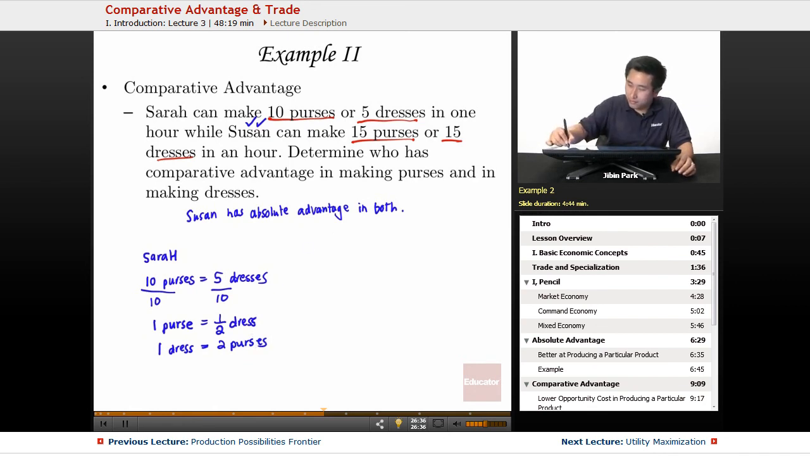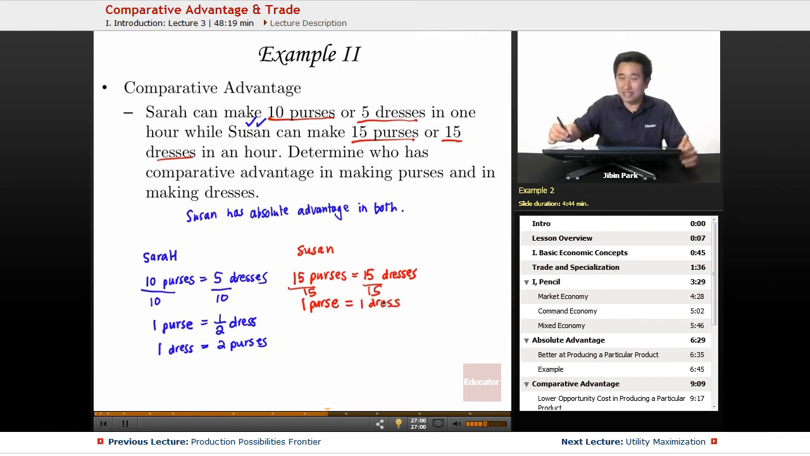And you do the same thing for Susan here. Find the same equality here. Her situation is actually really easy, because 15 purses equal 15 dresses. So you have a 1-to-1 ratio here, and you can divide by 15. So 1 purse equals 1 dress, and 1 dress equals 1 purse. It'd be silly to rewrite it, but let's go ahead and rewrite it. 1 dress equals 1 purse.